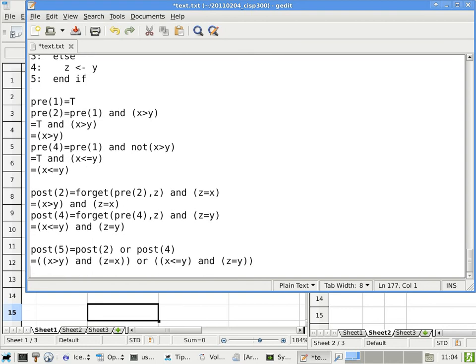This is my conclusion. This is my post condition. The question is, does this tell you that z is the maximum of x and y? It does. Because x is greater than y and z equals x is true when x is the maximum, and z becomes the maximum as well. X is less than or equal to y and z equals y handles the other case. So this, in fact, will find the maximum of x and y.